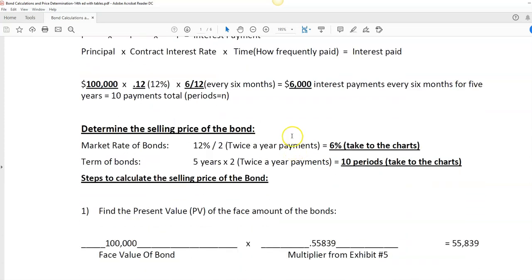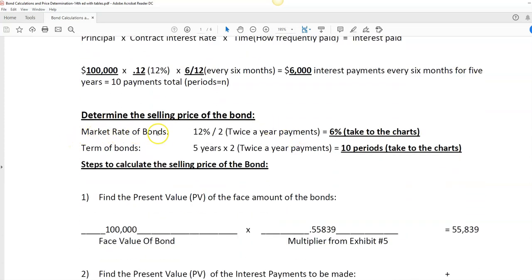Now, I need to take it to the chart. And so I determine the selling price of the bond by looking at the market rate divided by how often I pay, which is 2. 12% divided by 2 is 6%. And then the term of the bond times how often I pay, which is 2, 10 periods. And so I'm going to skip ahead.